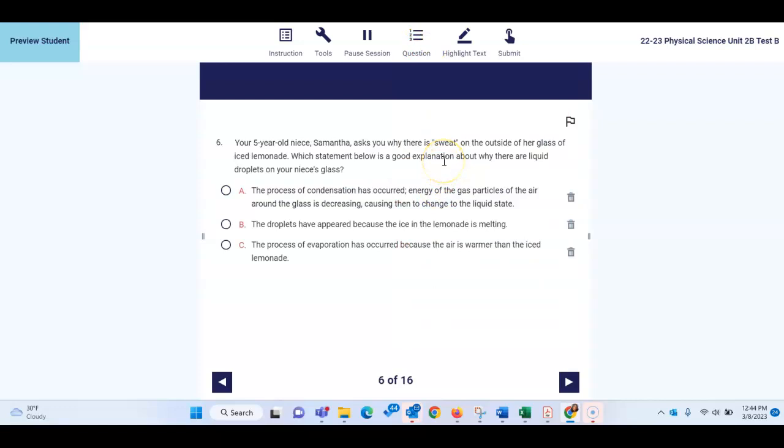Question 6. Your 5-year-old niece, Samantha, asks you why there is sweat on the outside of her glass of iced lemonade. Which statement below is a good explanation about why there are liquid droplets on your niece's glass? A. The process of condensation has occurred. Energy of the gas particles of the air around the glass is decreasing, causing them to change to the liquid state. B. The droplets have appeared because the ice in the lemonade is melting. Or C. The process of evaporation has occurred because the air is warmer than the iced lemonade.